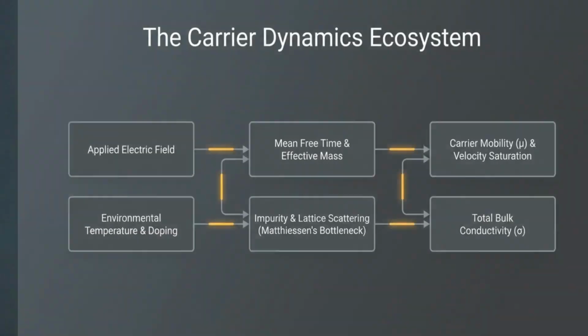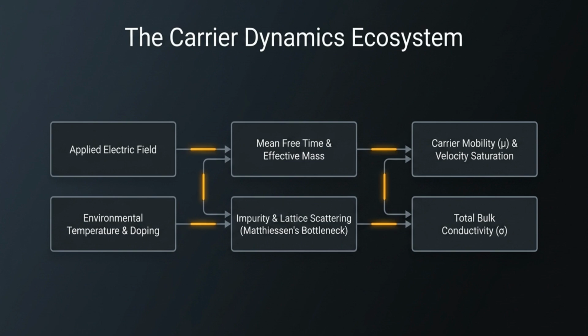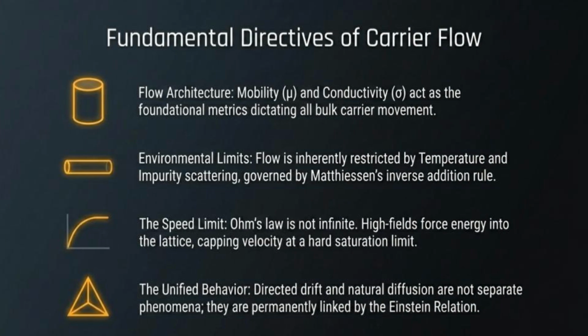This flowchart summarizes the carrier dynamics ecosystem, showing the interplay between external factors and material properties that govern total bulk conductivity. The fundamental directives of carrier flow state that mobility and conductivity are key metrics. Flow is restricted by temperature and impurity scattering, and Ohm's law is capped by velocity saturation. Finally, drift and diffusion are linked by the Einstein relation.